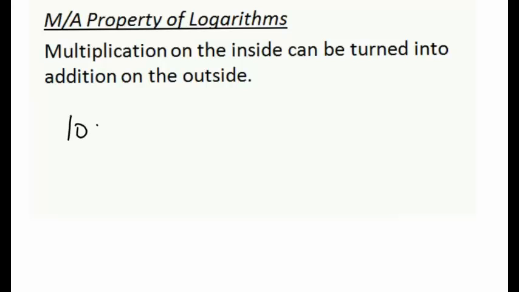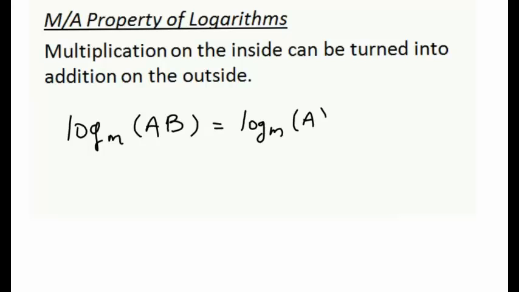The idea is if we have a logarithm with a particular base, let's call the base m, and we have two expressions on the inside that are multiplied together, so here capital A and capital B are any expressions, then we can change this into an addition. Logarithm base m of the first expression plus logarithm base m of the second expression. And of course this works in the reverse direction too. That is, if we start with the addition, we can combine it into one single logarithm with the same base where those expressions are multiplied together.